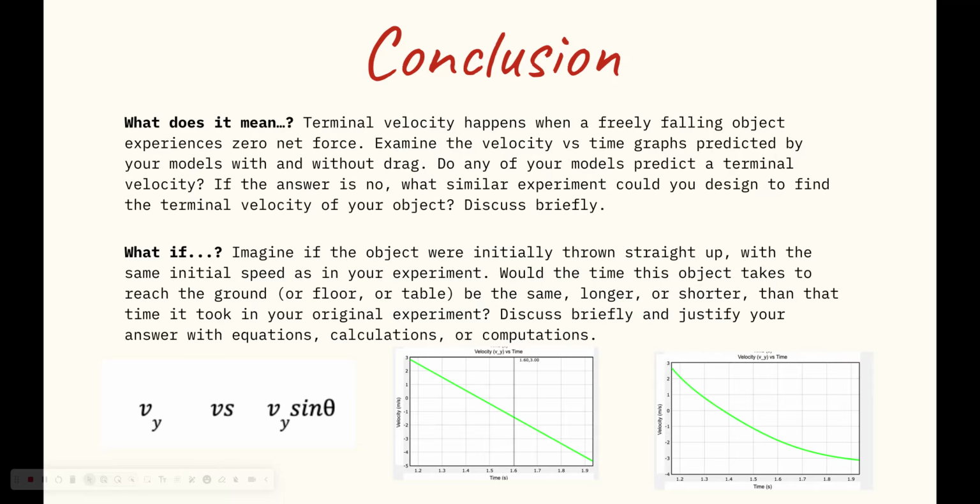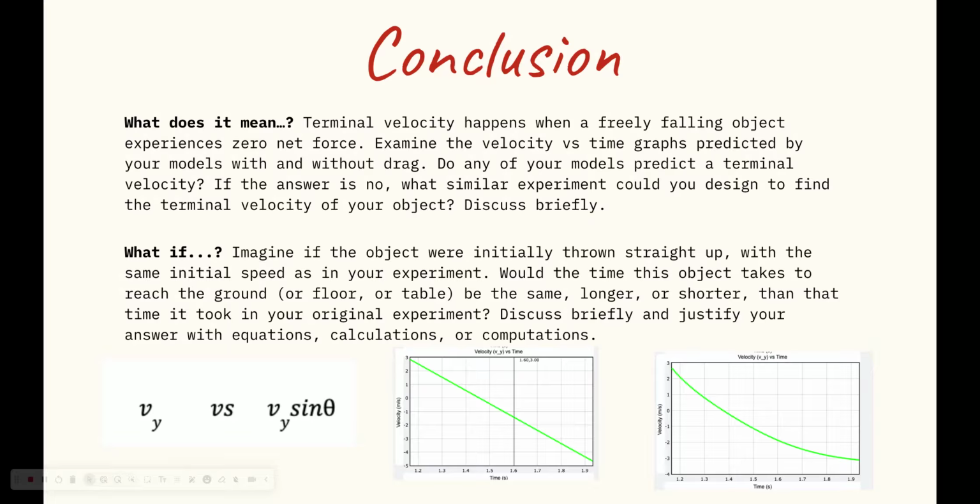For the what does it mean question, only the model with drag will predict terminal velocity because at a certain point, the downward force of gravity is exactly balanced by the drag force, causing the object to fall at a constant speed. As shown on the right, the velocity is starting to reach an asymptote and level out. And the graph on the left is the model without drag, and as you can see, it's always keeping that linear shape, and it will never level off or reach a constant speed.